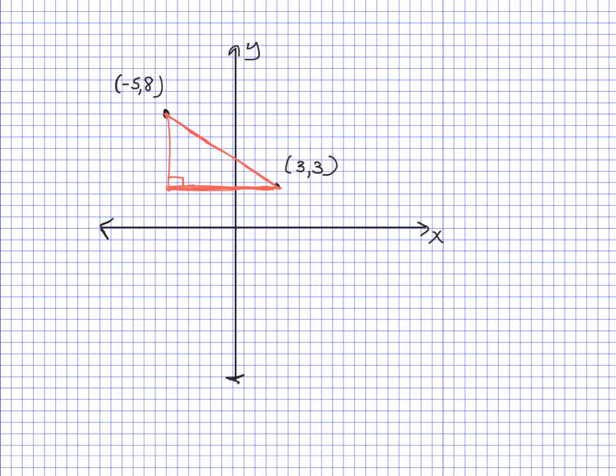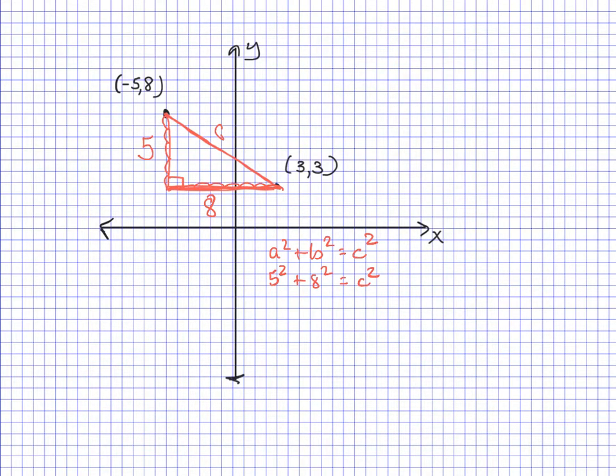So that's 1, 2, 3, 4, 5, 6, 7, 8 units. And the length of this segment is 1, 2, 3, 4, 5 units. Okay. So now we're looking for the hypotenuse. Using the Pythagorean theorem, which says leg squared plus leg squared equals the hypotenuse squared, we would say 5 squared plus 8 squared equals c squared.